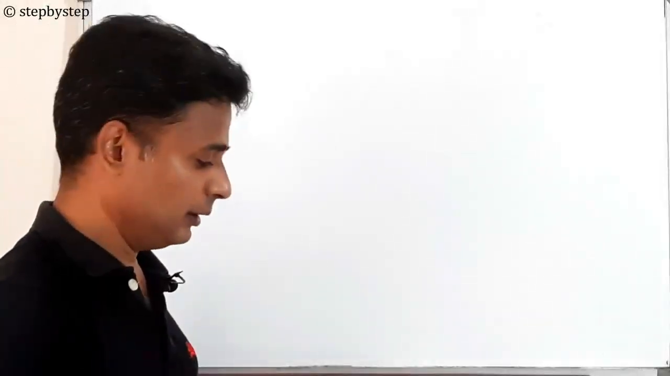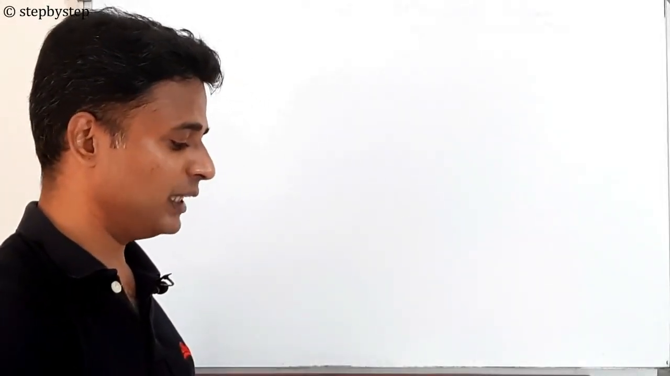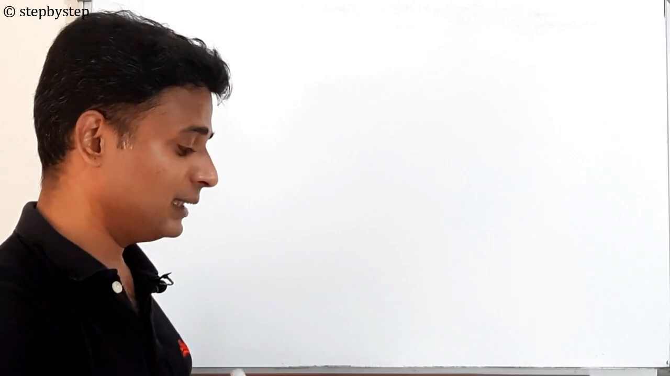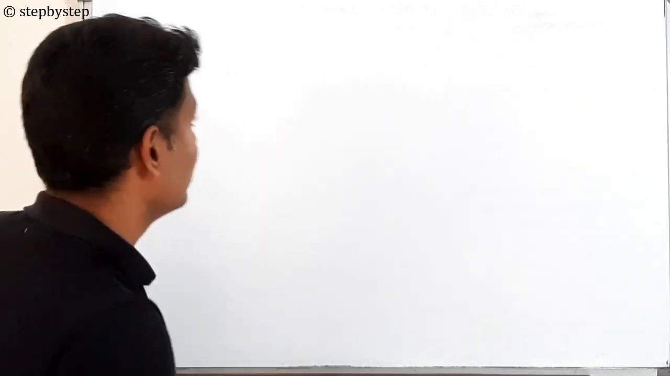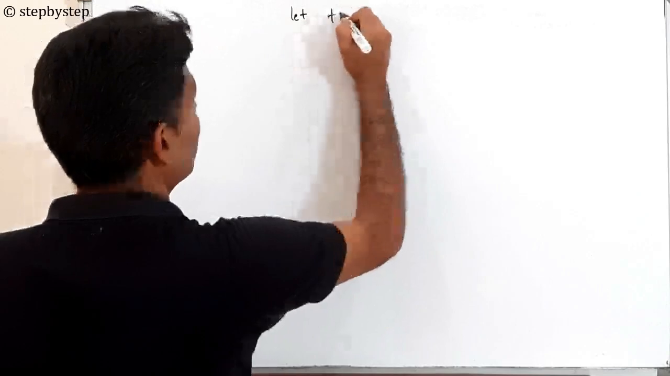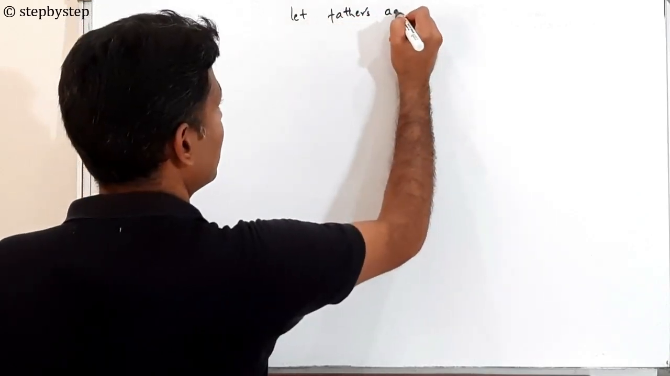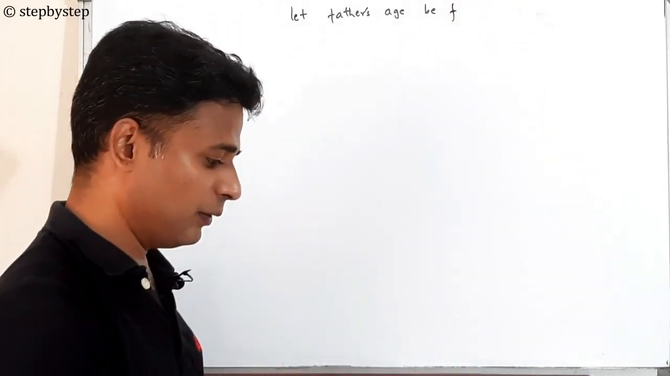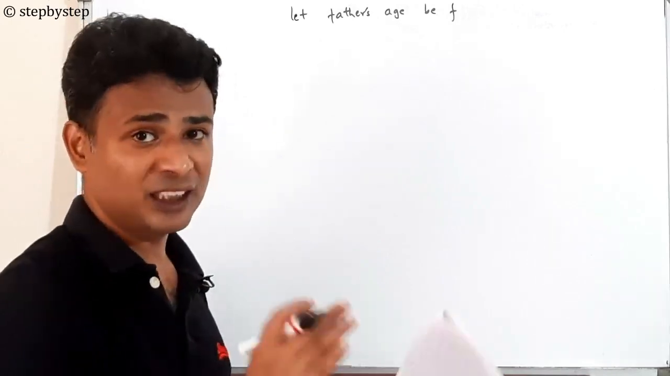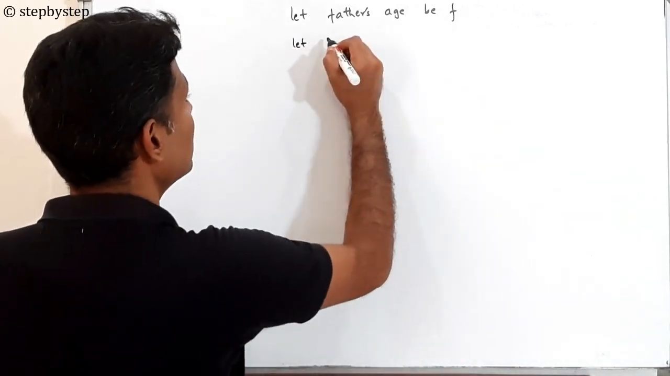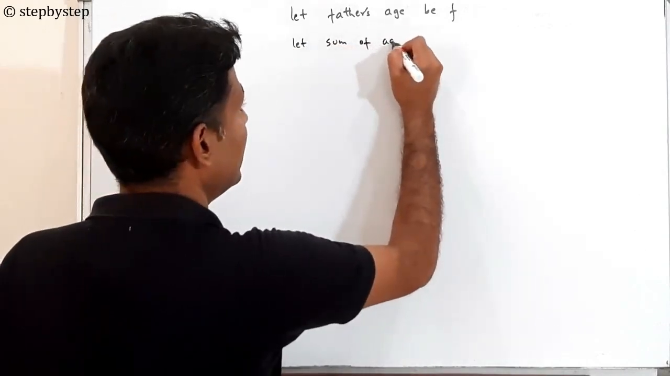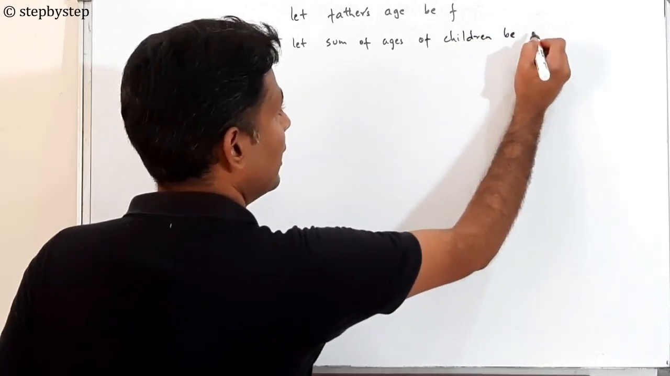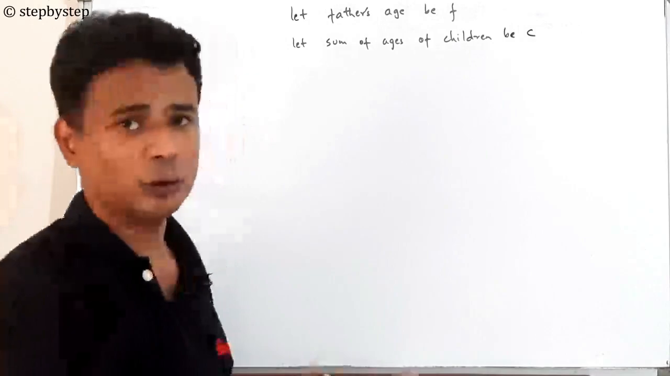Now the ninth question, the age of a father is equal to the sum of ages of his 5 children. After 15 years, sum of ages of children will be twice the age of father. Find father's age. So let father's age be F. Alright. Now here what they have given is the sum of ages of children together. So what we'll do is, let the sum of ages of children be C. Children, right? So we'll take it as C.